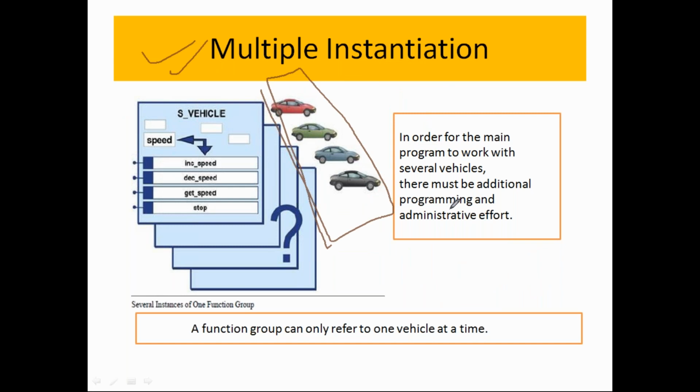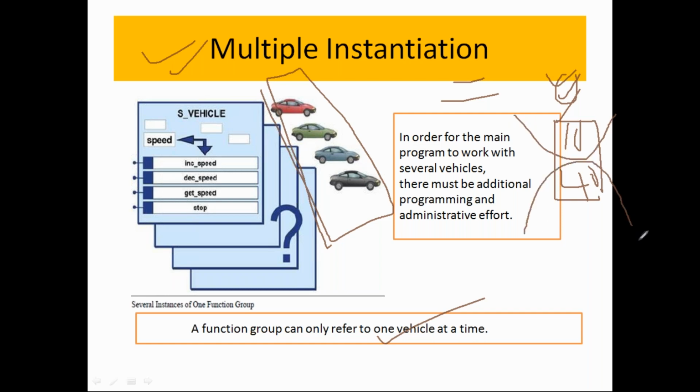Only one instance. A function group can refer to only one vehicle at a time, only the same vehicle. So when you call increase speed 2 times, the same speed will be increased 2 times. Initially 0, the first time increase by 10, the next time increase by 40, it becomes 50. But I want this as speed of car 1, and this as speed of car 2. I don't want to write two functions separately, both are cars, of the same type.